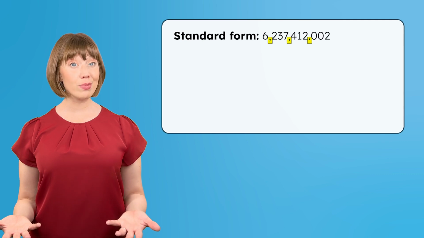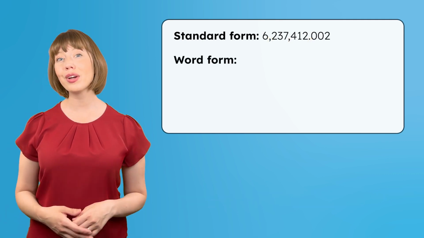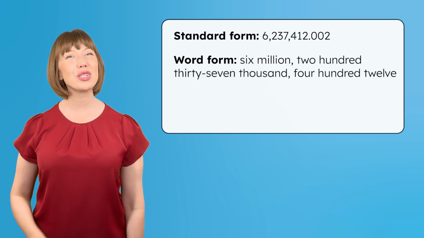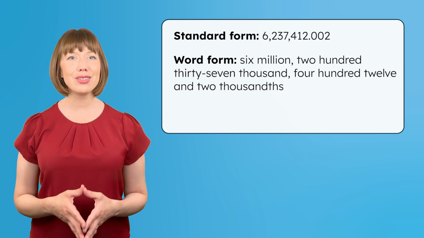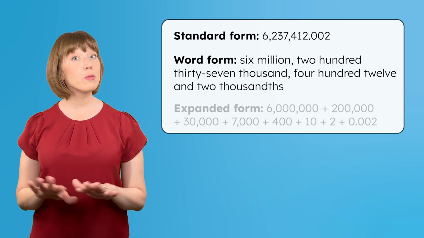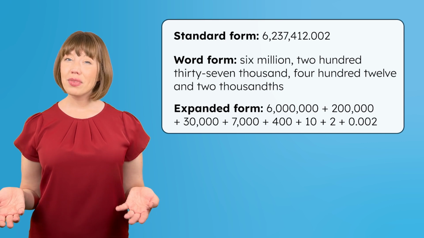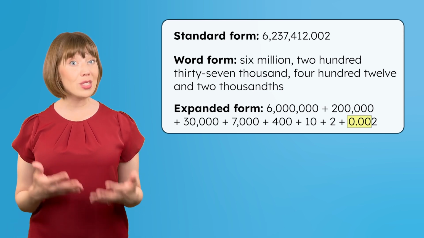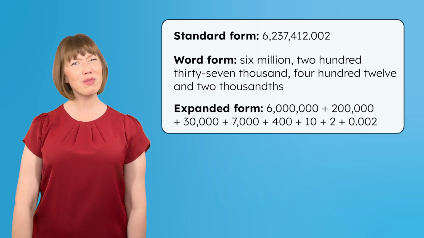The commas and decimal in the number remind us where to say our labels. So this number is 6,237,412 and 2 thousandths. The word "and" is only used once because it shows us where the decimal point is. In expanded form, we have the value of each digit added together. Since the last 2 is in the thousandths place, we make sure to use placeholder zeros to note the correct place value of the digit. Nice work, Math Masters!